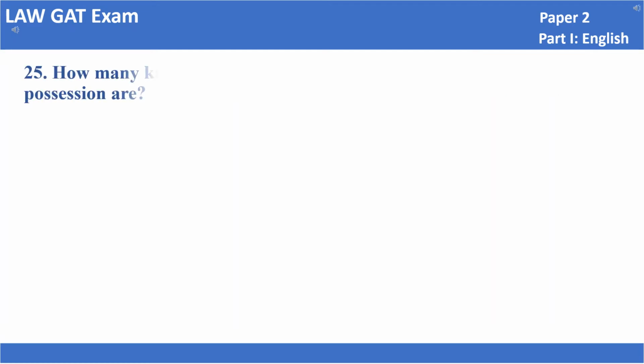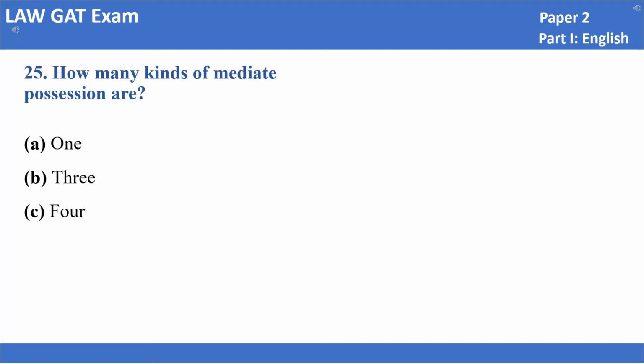How many kinds of mediate possession are there? Option A, 1. Option B, 3. Option C, 4. Option D, 5. The correct answer is option B, 3.